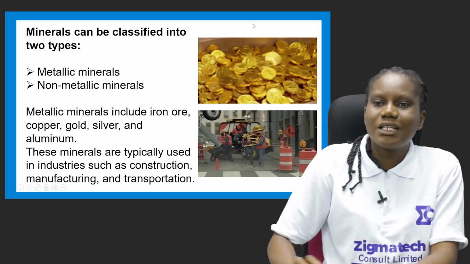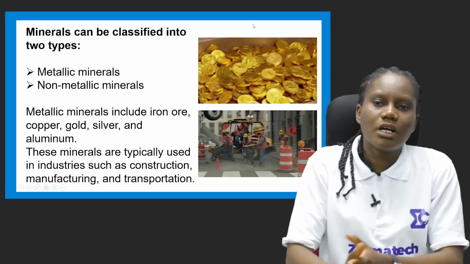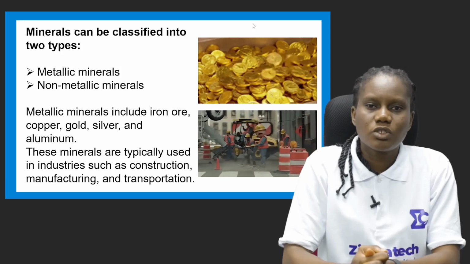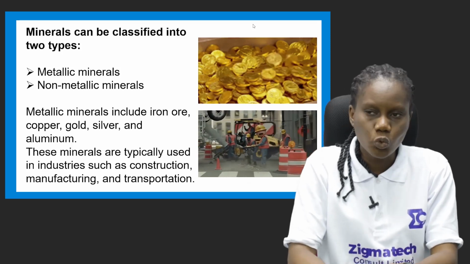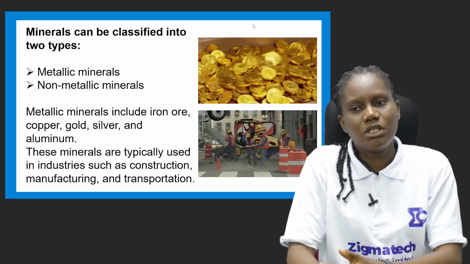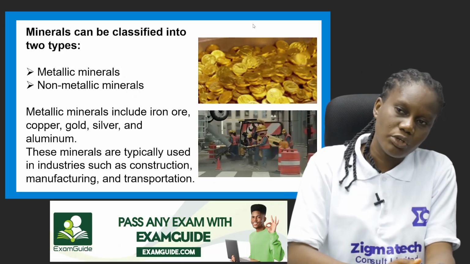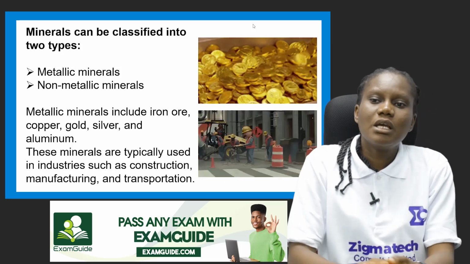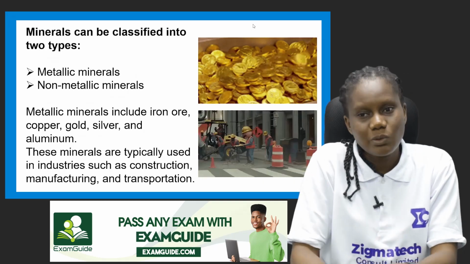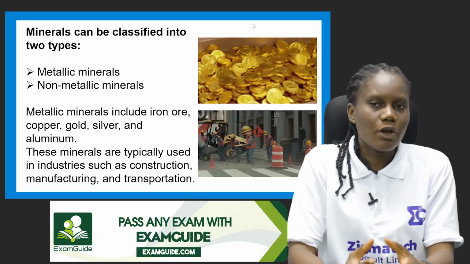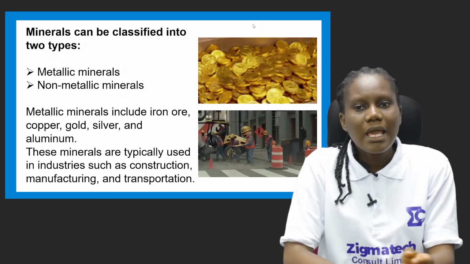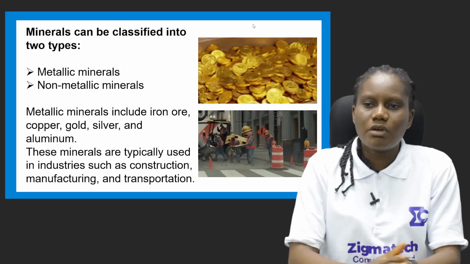So I want to look at the classifications of mineral resources. We are looking at the classifications of mineral resources. They are classified into two: the metallic minerals and the non-metallic minerals. The metallic minerals are minerals that include metals, and the non-metallic minerals are those that do not include metals. I hope you can differentiate them now. We have two types, the metallic minerals and the non-metallic minerals.